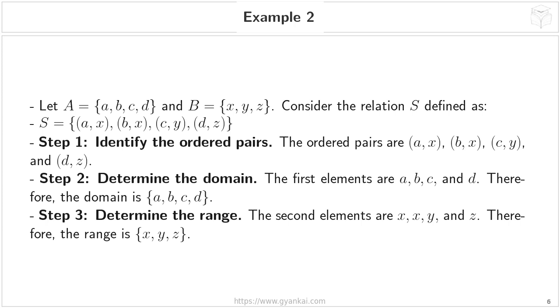See how straightforward it is? We simply identify the first and second elements of the ordered pairs, remove any duplicates, and express them as sets. This will be very useful as we move forward and encounter more complex relations. We'll continue to practice this with another example on the next slide, so you can solidify your understanding.